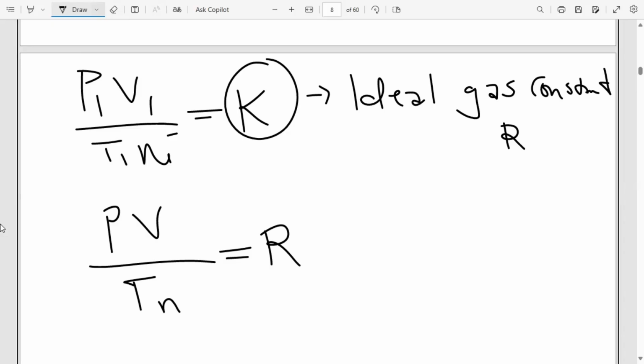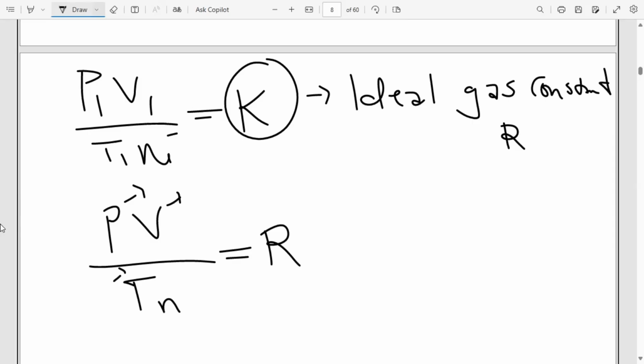Now, R has different units. It has different units based on the units you are using for pressure, for volume, and for temperature also. So the only thing you should do is use the appropriate units of R according to the pressure, volume, and temperature that you have been given. The values of R are also going to differ depending on the units that you are using for those quantities.